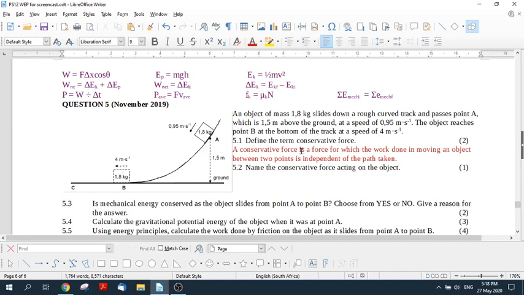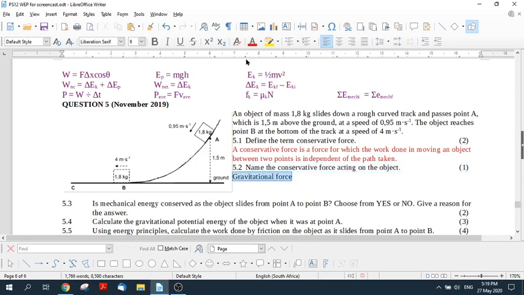Then it says to define the term conservative force. So a conservative force is a force for which the work done in moving an object between 2 points is independent of the path taken. These forces that conserve energy are usually non-contact forces. So the conservative force acting here is the gravitational force. Okay, so we call it the gravitational force is the most correct way to call it.